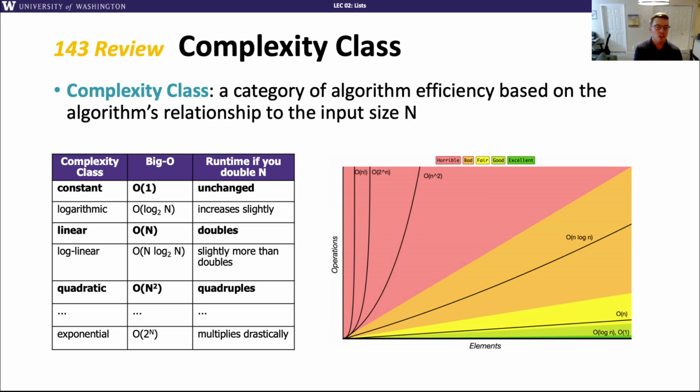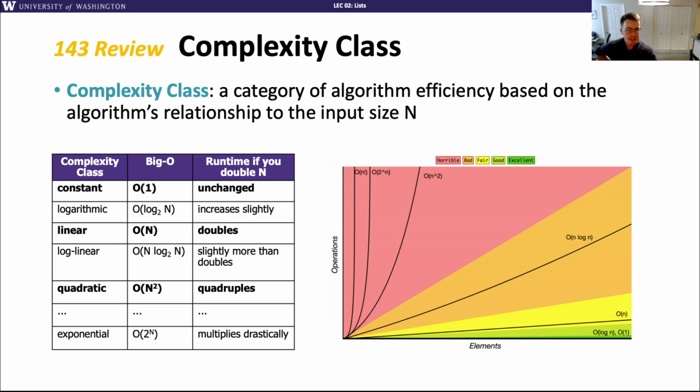And the last thing that is generally introduced in 143 is thinking about complexity classes. So when we say big O of n squared or big O of n, we usually think of many algorithms that fall in this complexity class. It's a category of algorithm efficiencies based on the algorithm's relationship to the input size n. There are lots of functions that you could have of n, an infinite number of them, but there are some oldies but goodies that we generally see pop up all the time.